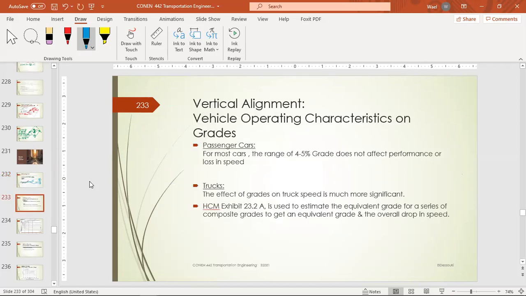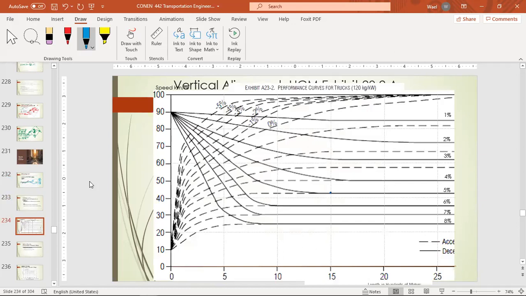So, as we mentioned here, for passenger cars, for most cars, the range of 4 to 5% grade does not affect performance or cause loss in speed. For trucks, the story is different. The effect of grades on truck speed is much more significant. And here we have the Highway Capacity Manual chart. That's the vehicle performance curves for trucks of 120 kilograms per kilowatt.